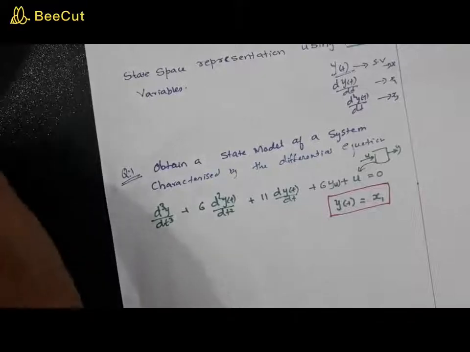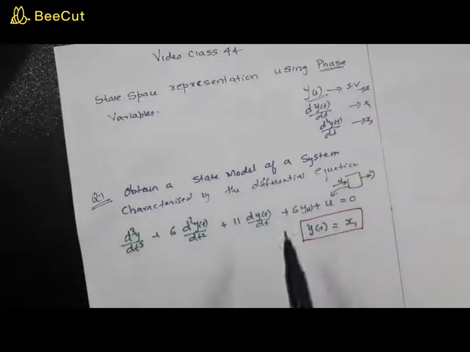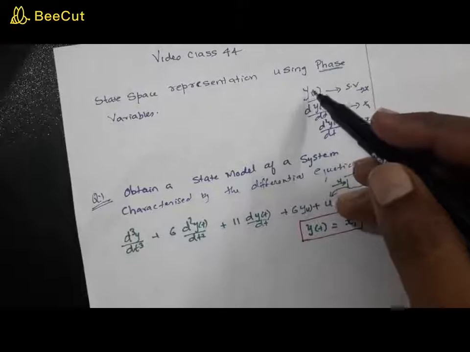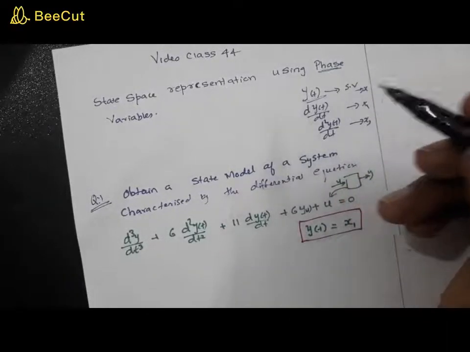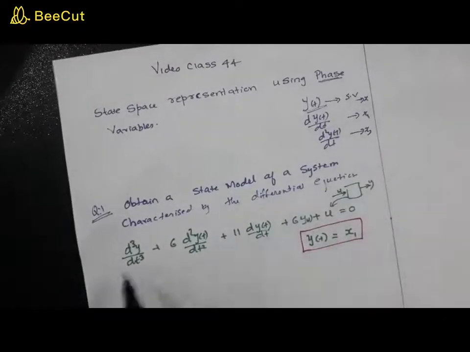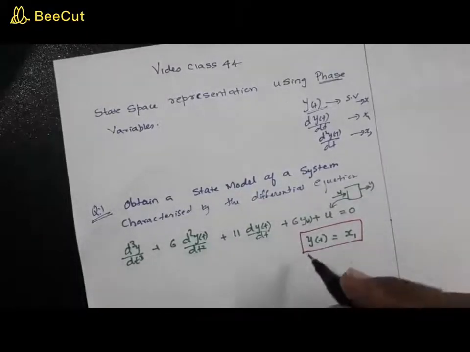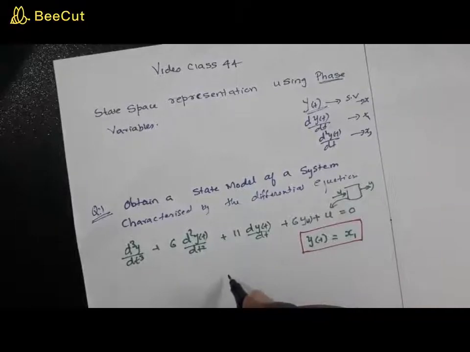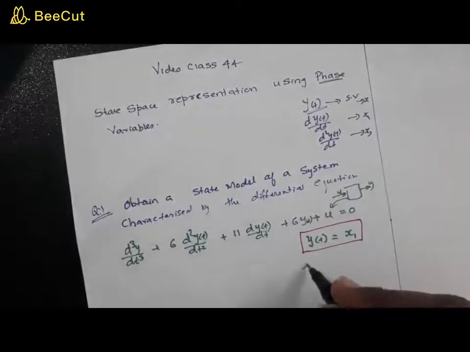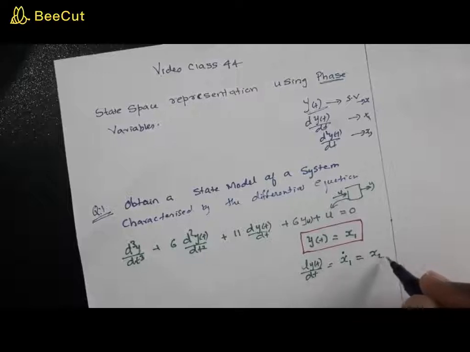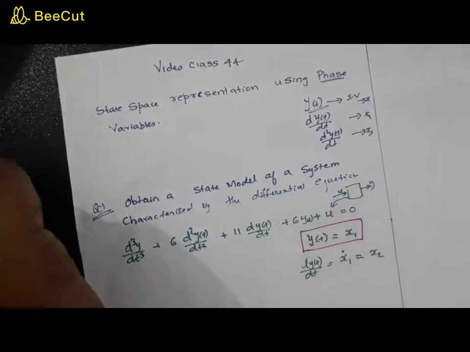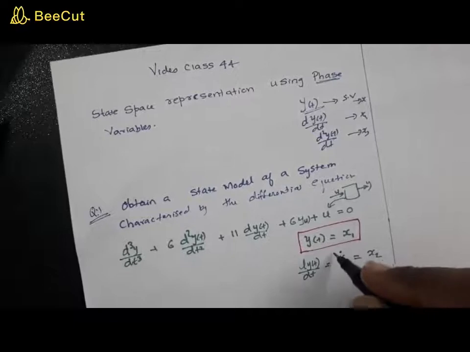Now in the phase variable model, we consider y(t) as well as its derivatives to be the state variables. So what are the various derivatives in this equation? You have dy(t)/dt, which is x1 dot, and that will be denoted as x2. So this is x2. And now keep in mind, what is a state variable?